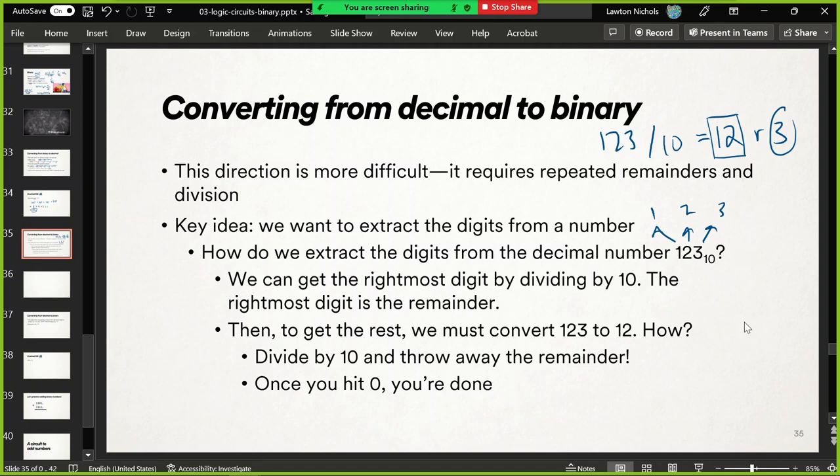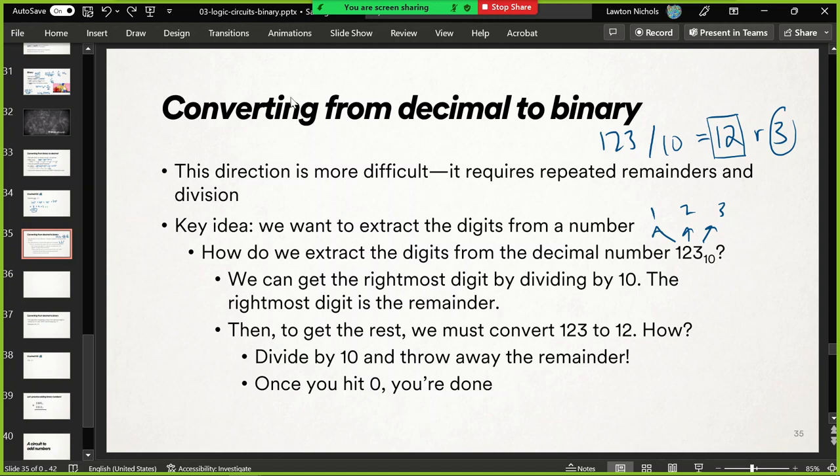And then, now that we know how to get the rightmost digit of any number, how can I transform 123 into 12? Because then I can do the same thing all over again and get the 2. And then do the same thing and get the 1. Yeah? Keep making it smaller, chopping off its last digit. How can I do that? Well, again, you divide. Just take the result without the remainder. That is the smaller number that you can then go and extract the digits from. Okay? So divide by 10 and throw away the remainder. All right? And then once you hit 0 at the end of all that, you're done.